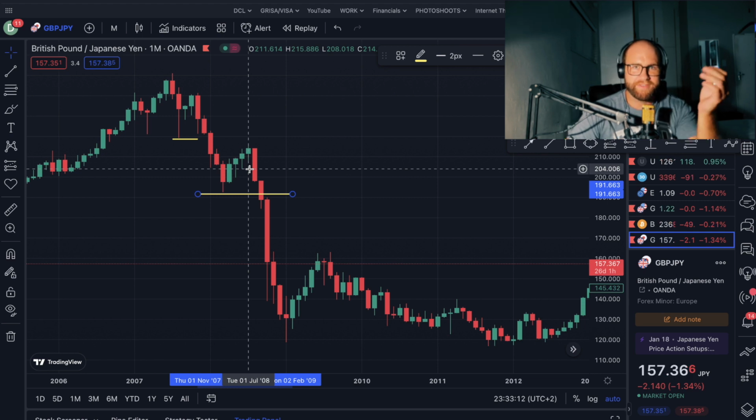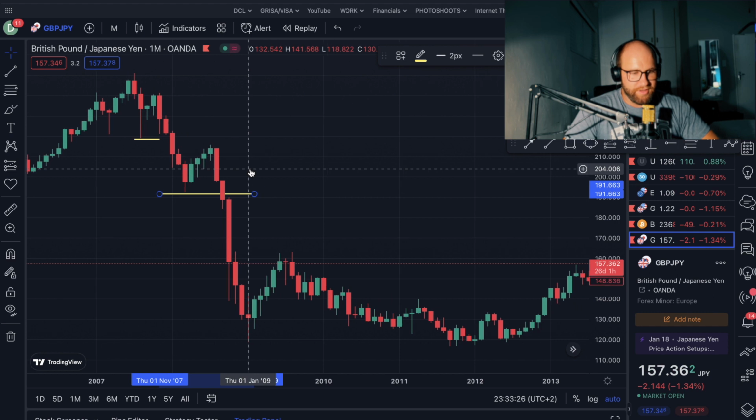Now, if you look at pairs such as VIX, you don't usually have monthly or yearly supply and demand zones because those are quite new pairs. They're synthetic pairs that have only been out a couple of years. These other things have been out for decades. So how do we draw this?